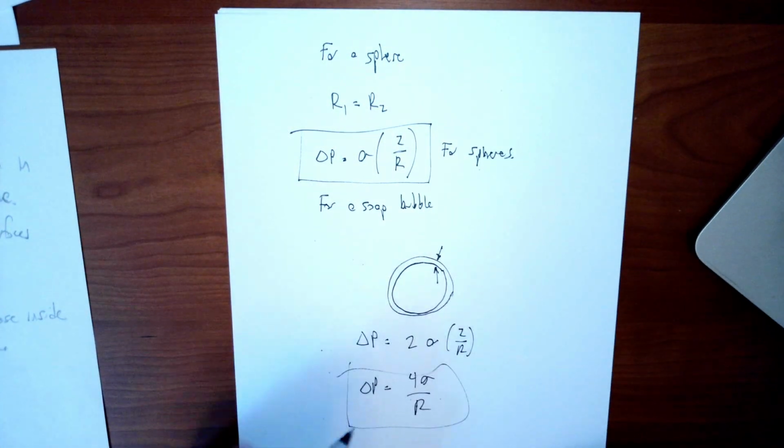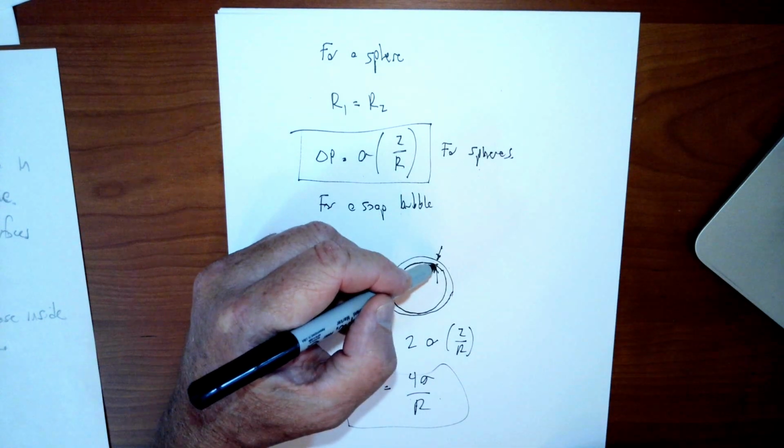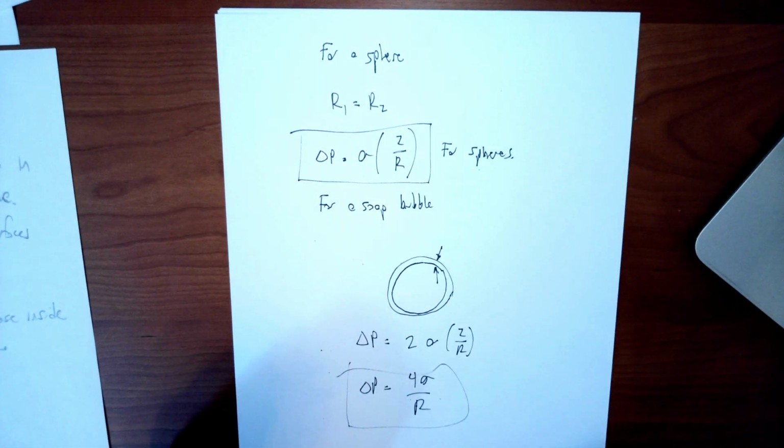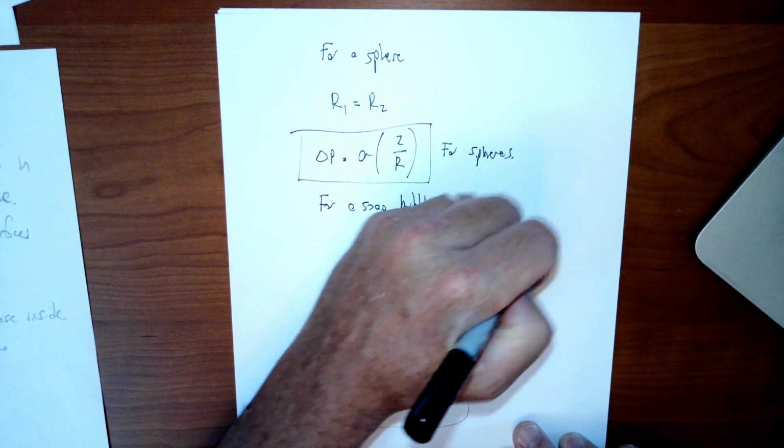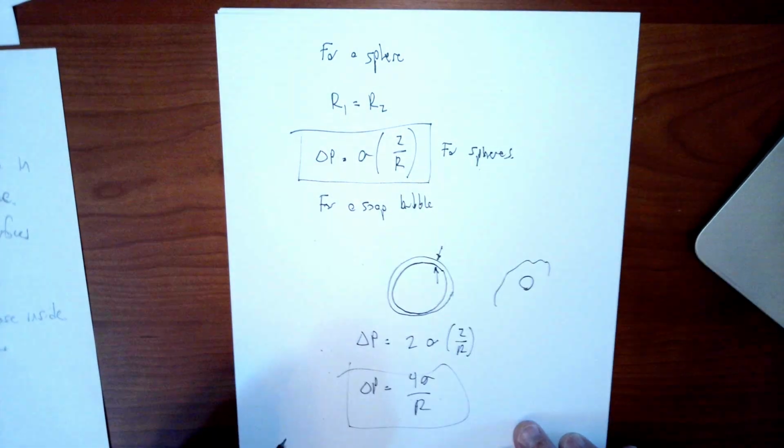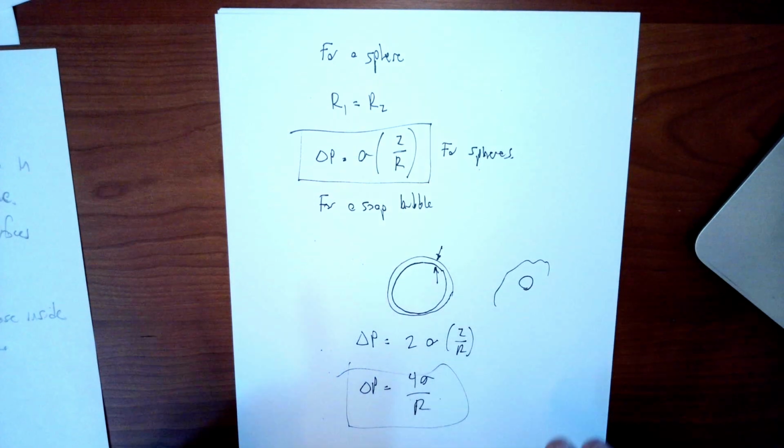And then you only have to figure out whether it's something like a soap bubble that has two interfaces, or something like an air bubble underwater, which of course would only have one interface. You would simply have the air and then a bunch of water, so you'd have one interface giving you the pressure difference between the water and the inside of that bubble.